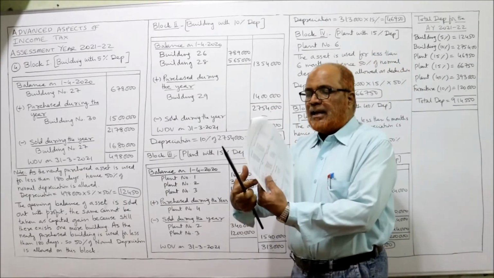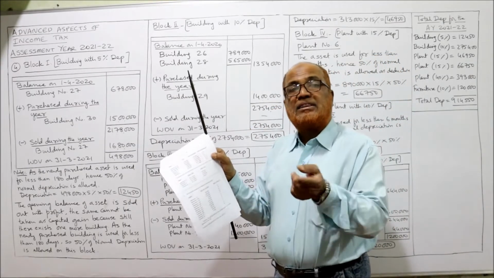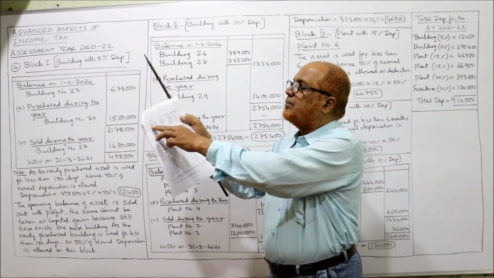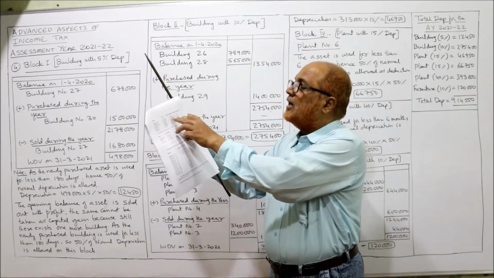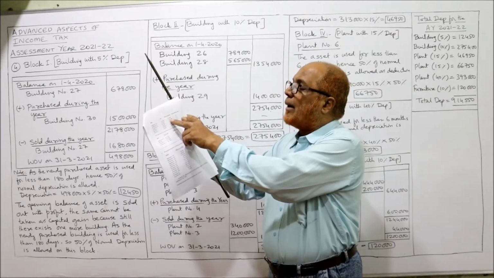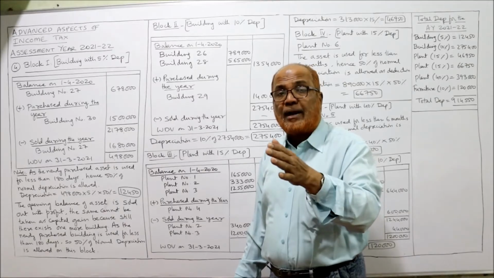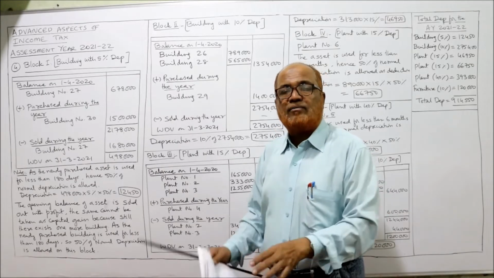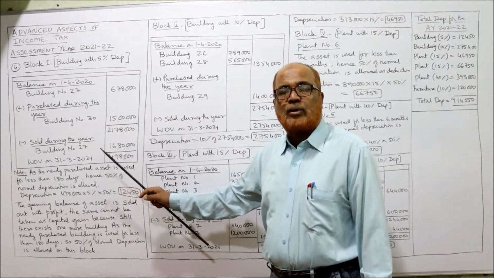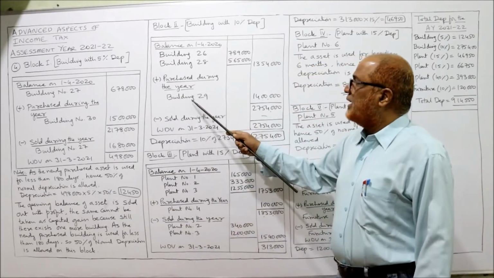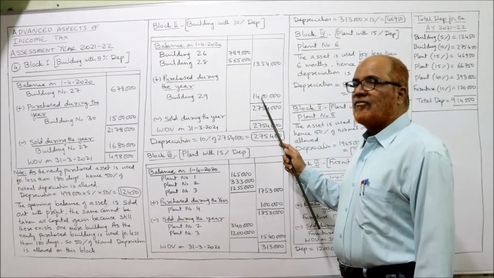Now see, is any building purchased with the 10% depreciation? Yes, there is a building with 10% depreciation, building number 29. It was purchased on 4th April 2020, and we are closing the accounts on 31st March 2021, so more than 180 days. So we include building number 29, 14 lakh.